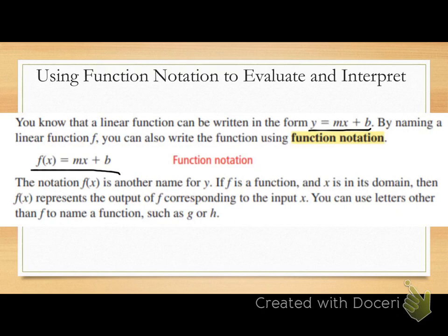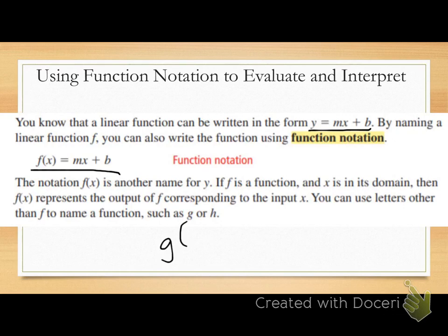If f is a function and x is in its domain, so x is my x values, then f of x represents the output of f corresponding to the input x. So we just changed y with f of x. We're still treating it like y though. F of x are still my outputs. It's still my range. You can use letters other than f to name a function, such as g or h.